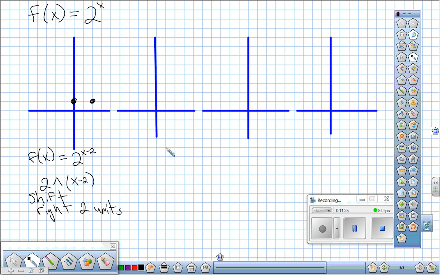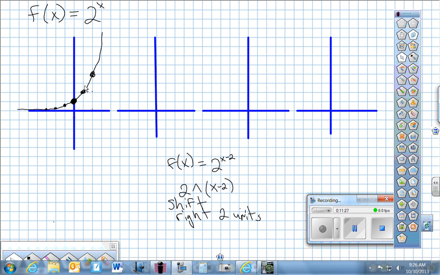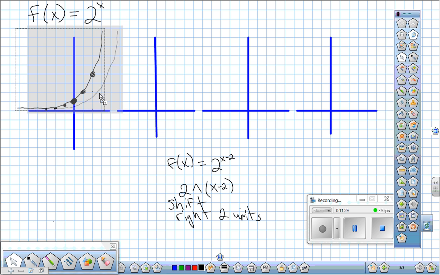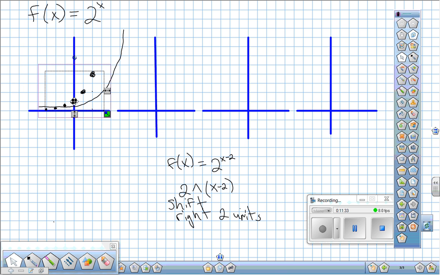So I'm going to copy my old graph. What this is going to do is, when I actually grab these points, everything is going to move over to the right 2 units. So instead of there, my points will all be over 2 units. My original point was over here, and all that's done is it has gone over to the right. Everything else also gets shifted over just as much.